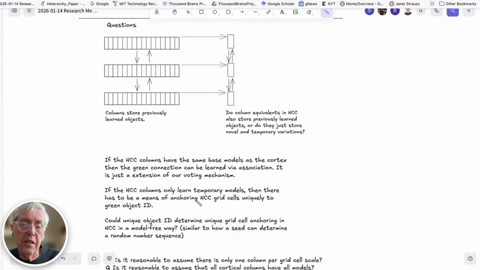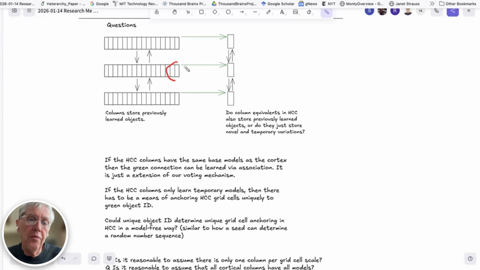So we puzzled about this in London, and we came up with an idea, which I'm not sure is right or not, but it's kind of an interesting idea, and that's represented here. I said, could unique object ID determine grid cell anchoring in the hippocampal complex in a model-free way, similar to how a seed can determine a random number sequence? So the idea was, imagine you have this SDR, which is an object ID, right? An SDR, it's an object ID.